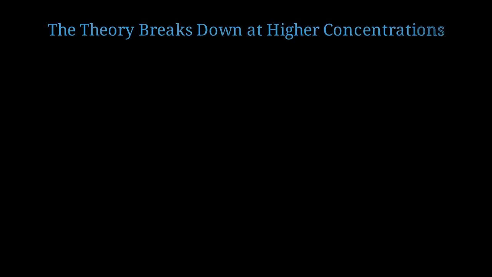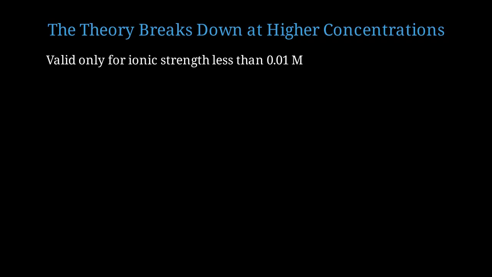However, there's an important limitation. The Debye-Hückel limiting law breaks down at higher concentrations. The limiting law is valid only for ionic strengths less than about 0.01 molar. Above this, deviations from the square root law appear. Why does it fail? At higher concentrations, ions get so close together that our approximations break down. We can't treat them as point charges anymore.